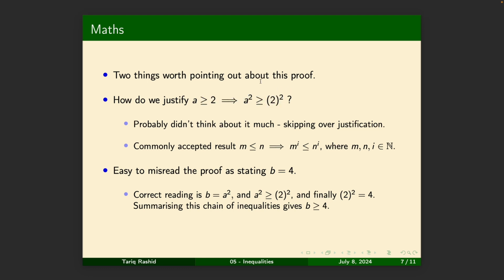We could go all the way back to the axioms and rebuild our justification from the very basic bricks, as it were. But actually, in everyday proofs, we're happy to say it's a well-known, commonly accepted fundamental result that if m is less than n, these are natural numbers, then m to the i is less than or equal to n to the i, as long as i is a natural number. Natural numbers also means that they're not negative, so that helps us keep things simple. If these were integers, then things could get a little bit more interesting. So these are natural numbers, so everything's going to be positive.